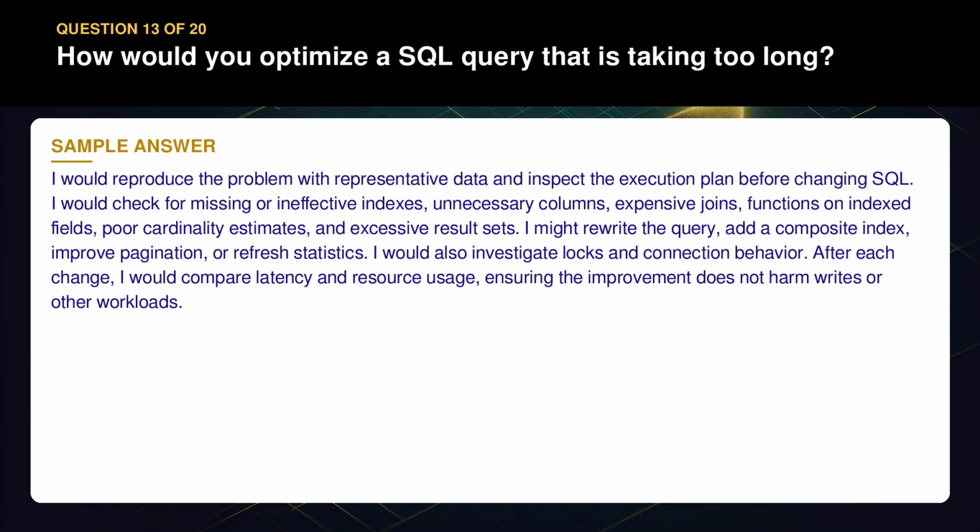I would check for missing or ineffective indexes, unnecessary columns, expensive joins, functions on indexed fields, poor cardinality estimates, and excessive result sets. I might rewrite the query, add a composite index, improve pagination, or refresh statistics. I would also investigate locks and connection behavior. After each change, I would compare latency and resource usage, ensuring the improvement does not harm writes or other workloads.